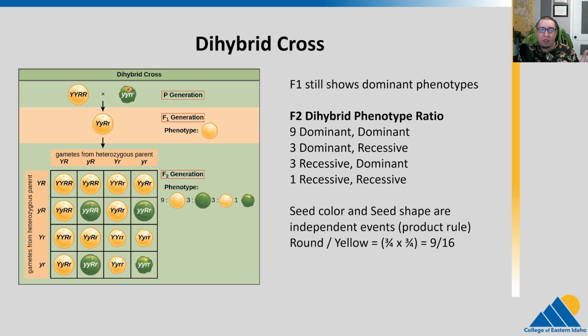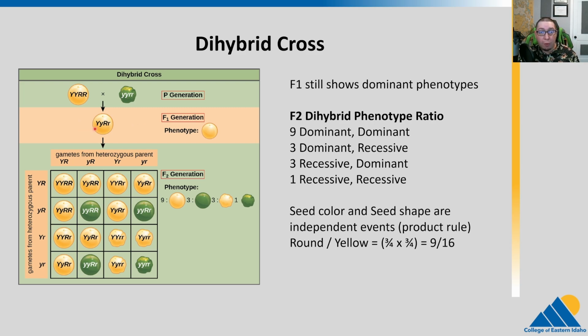Okay, so we cross these two and we look at the F1. So what does the F1 show us? It shows us all the same phenotype. And what did our monohybrid cross tell us about that phenotype? Well, just like the monohybrid cross, the phenotype shown in the F1 is the dominant phenotype.